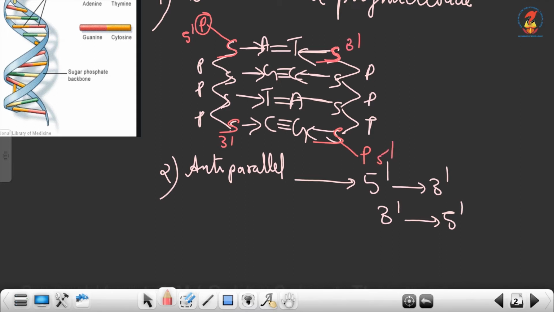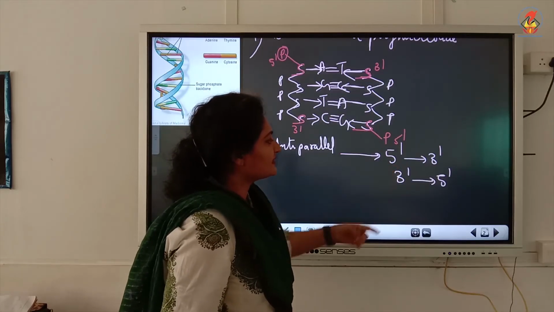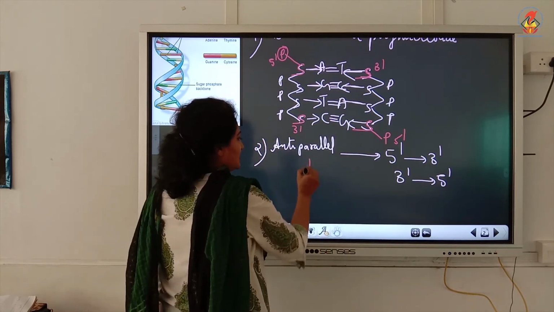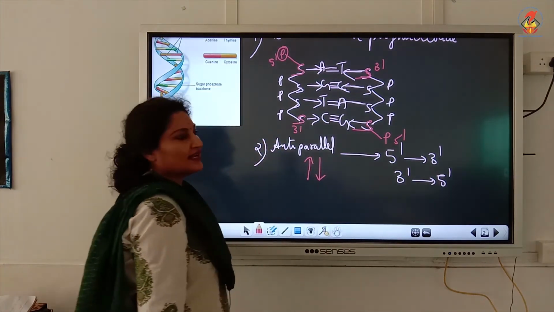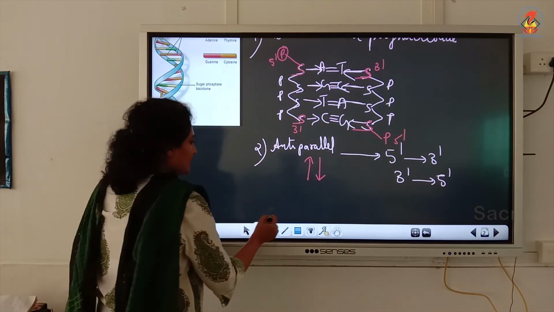So, it is matching with the statement that the 2 polynucleotide chains are running anti-parallelly. You can say it in brief. One is running in the 5 prime 3 prime direction, whereas the other is running in the 3 prime 5 prime direction. That is called anti-parallel arrangement or alignment of the 2 polynucleotide chains.